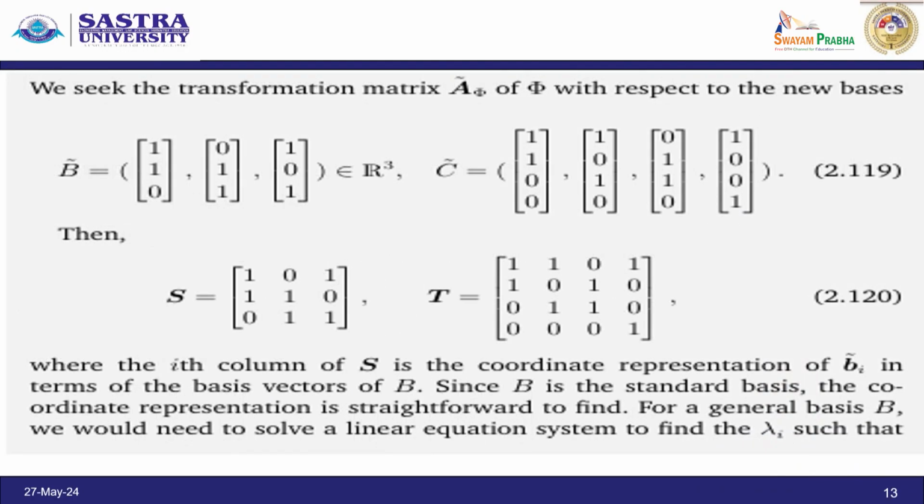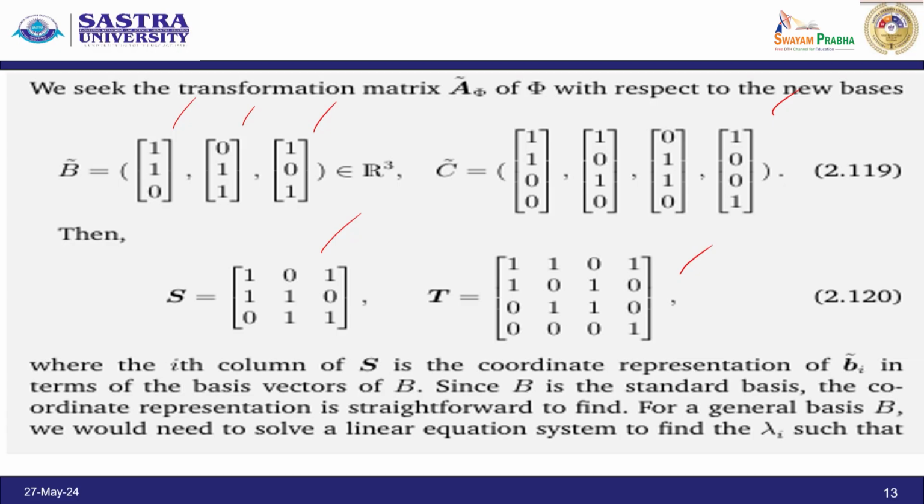Now, we seek the transformation matrix A phi tilde of phi with respect to the new bases B tilde equal to [1 1 0; 0 1 1; 1 0 0 ...] and C tilde equal to [1 1 0 0; 1 0 1 0; 0 1 1 0; 1 0 0 1]. Now, we have an S matrix like this and a T matrix like this, where the ith column of S is the coordinate representation of Bi tilde in terms of the basis vectors of B.